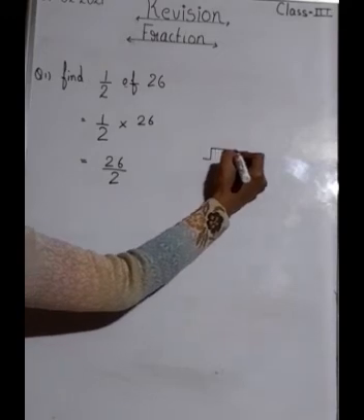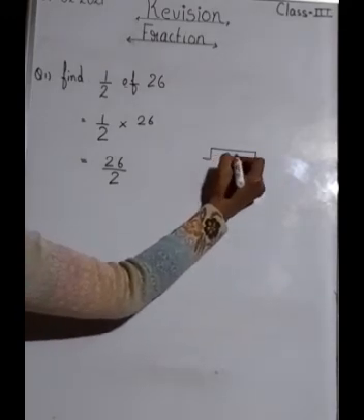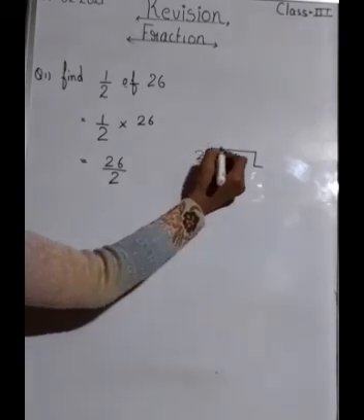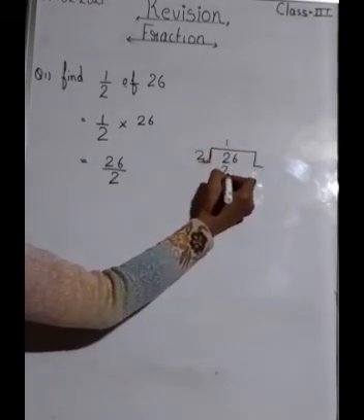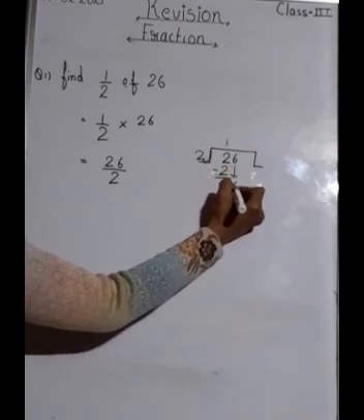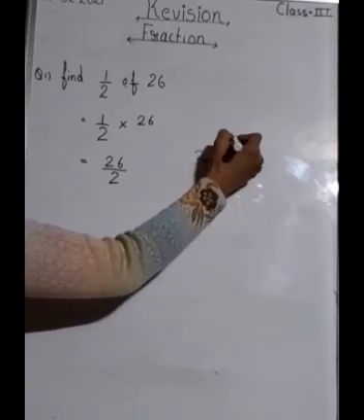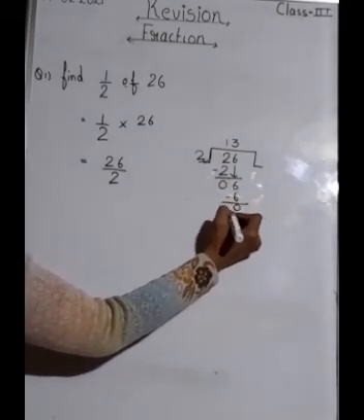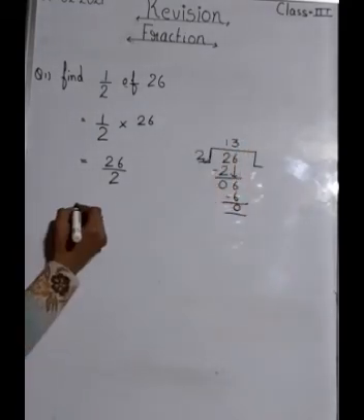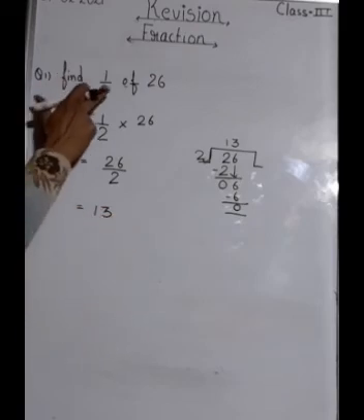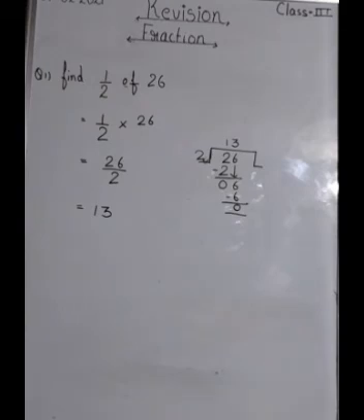I'm doing the division over here. This is your 26 and you will be writing 2 here. Now 2 ones are 2. This 2 minus 2 will be 0. You will copy down this 6 over here. Now 2 3s are 6. Okay, now 6 minus 6 will be 0. So what you are getting? 13. So your answer will be 13. It means 1 by 2 of 26 is equal to 13.